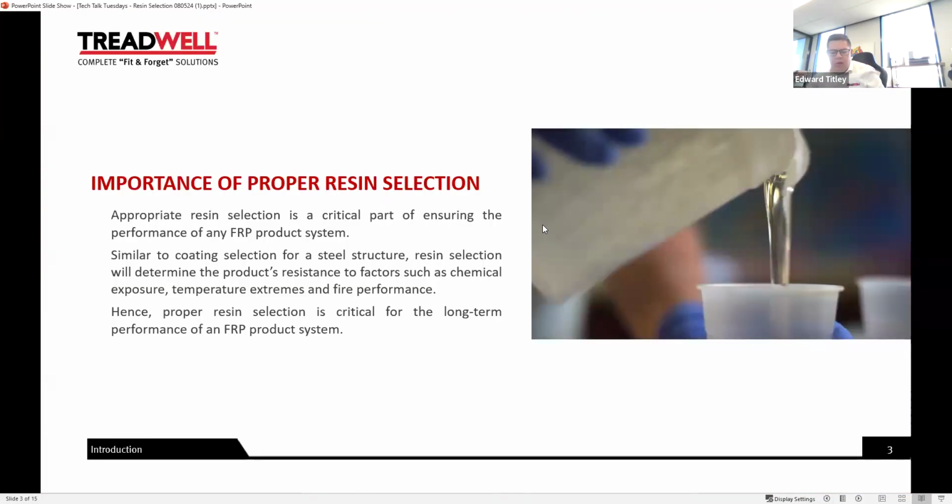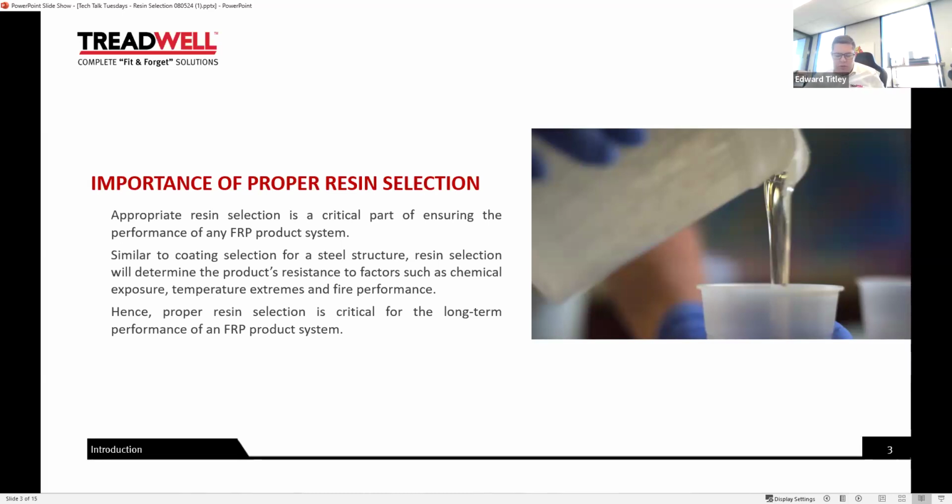So before we start on the importance of resin selection, what is resin? As you may be aware, if you're familiar with FRP products, there's two main constituents to an FRP product. FRP being fiber reinforced polymer. You may also know the term GRP, glass reinforced polymer, or GFRP, glass fiber reinforced polymer. So they're all an acronym for the same thing. Effectively, it's a fiber reinforced polymer. The product we supply is typically glass fiber reinforced, so it's a GRP product.